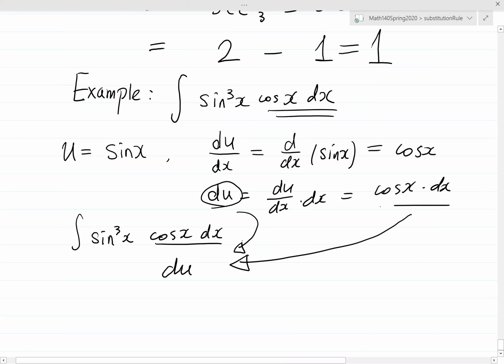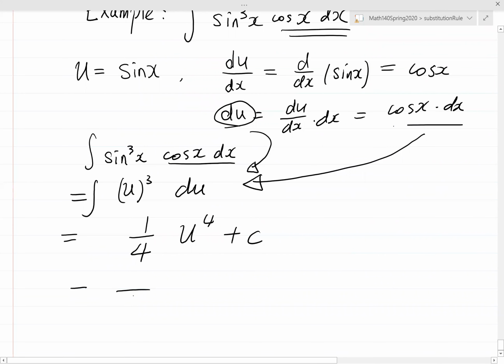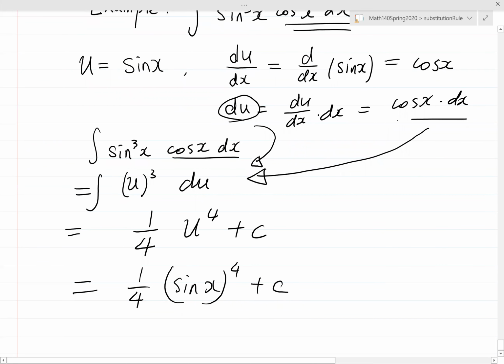So then sine x cubed will be u cubed. Now this is the integral of u cubed du, which is in the antiderivative table by the power rule. Increase the exponent by 1, and then divide by the new exponent. So we get 1/4 u to the power 4. This is a quarter, retain the original variable, sine x to the power 4. Okay.